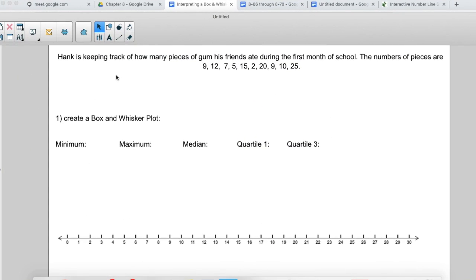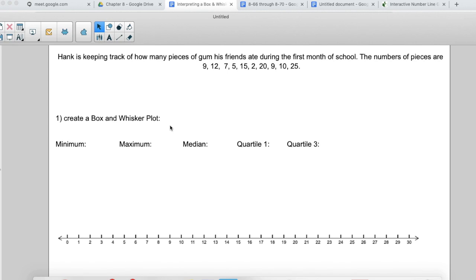So let's begin. It says Hank is keeping track of how many pieces of gum his friends ate during the first month of school. The number of pieces are 9, 12, 7, 5, 15, 2, 20, 9, 10, and 25. Question 1. It says create a box and whisker plot.